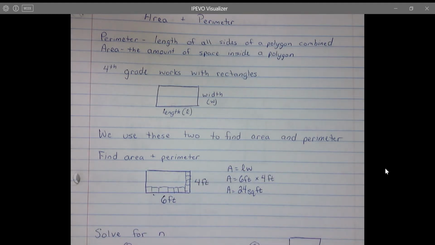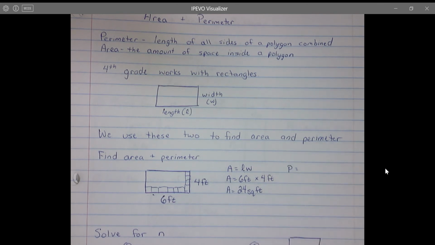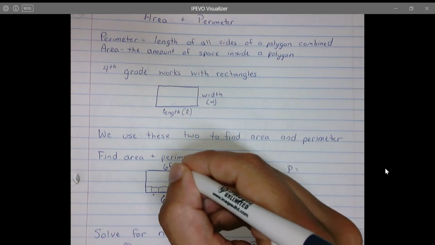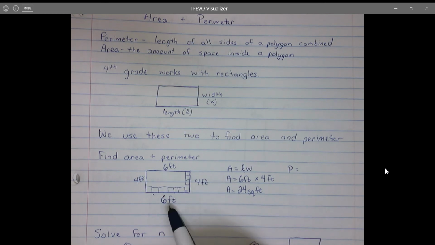That was kind of a not so great drawing to show that, but that's why it's square feet. And now to find perimeter. Perimeter is going to be done a little differently in 4th grade. In the past, you would just add up all of your sides, which is still acceptable. We know that this is going to be 6 feet and this is going to be 4 feet. So I could add 6 plus 4 plus 6 plus 4.